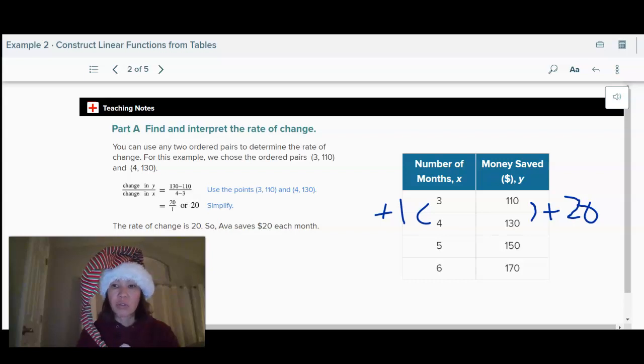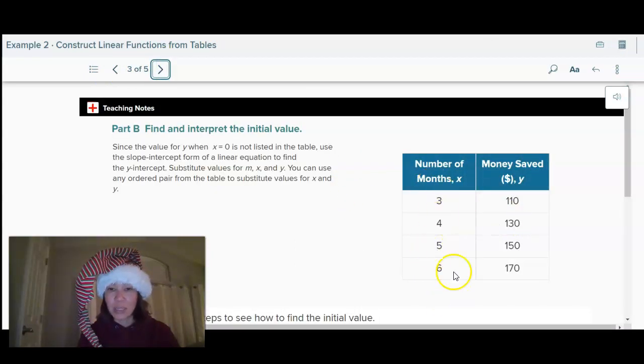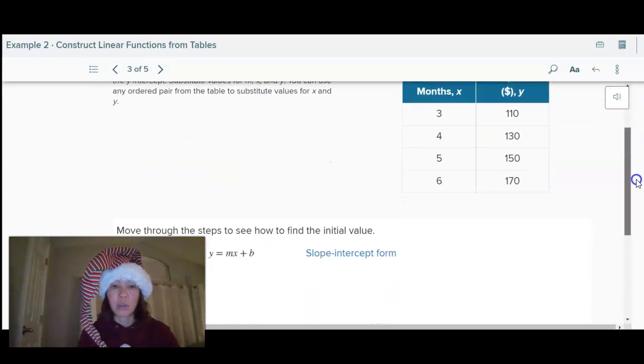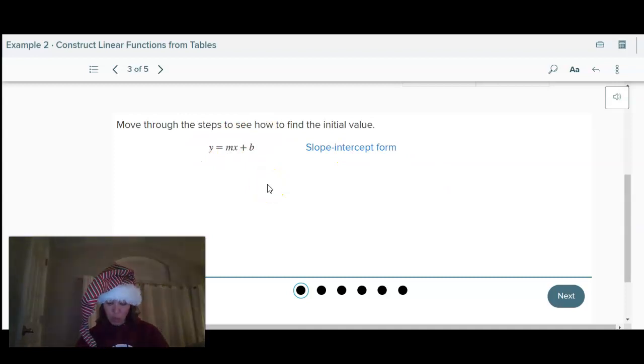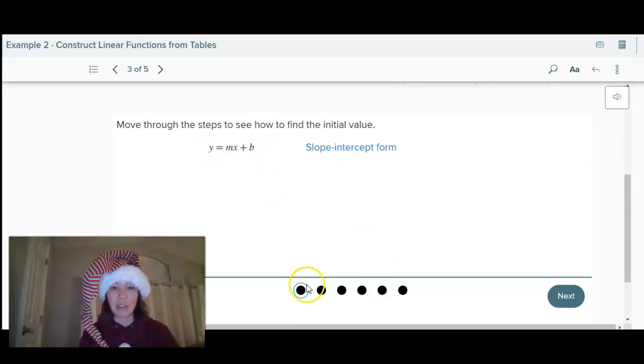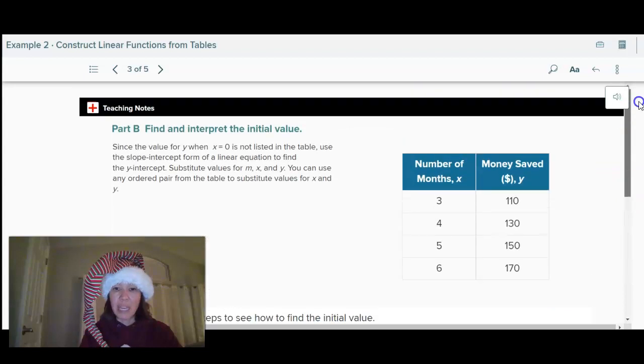But now to find the y-intercept, this is going to be a little bit different than what we did before. Because x equals 0 is not in the table, we're going to have to use the method that was shown in this video. So here is what we're going to do. We're going to take this equation, y equals mx plus b, and you can follow along with the steps in the middle of page 277 and fill this in. We already said that the slope is 20, so we're going to put 20 in for m in this equation. Then I'm going to go back to this table and pick any point.